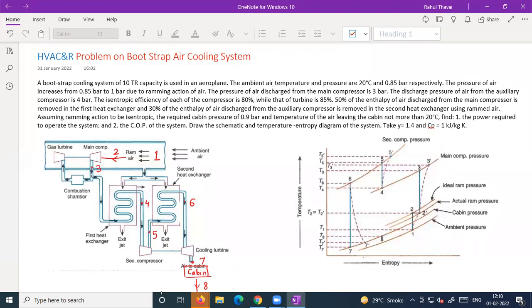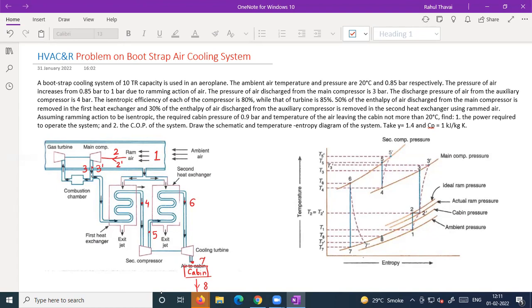The same you can see on the TS diagram. 1 to 2 is ramming. 1 to 2 is the ideal ramming, and 1 to 2 dash is the actual ramming. So this point 2 can also be 2 dash. 2 stands for ideal, 2 dash stands for actual. Similarly, we can have the compression from 2 dash to 3. 2 dash to 3 is the ideal, and 2 dash to 3 dash is the actual compression.